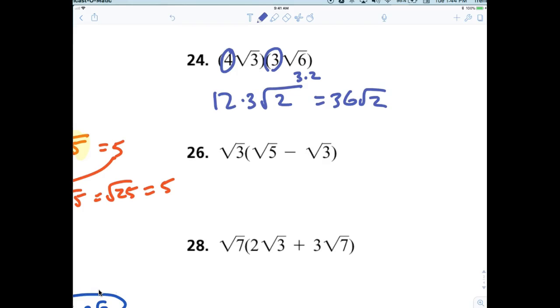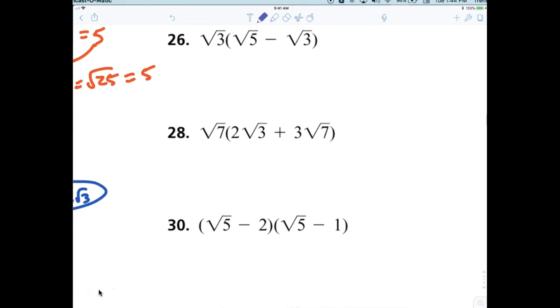So far, so good? All math. Here we go. 26. All right, so now, listen and see if you understand what I'm doing. The answer is the square root of 15 minus 3. All I did was distribute a square root of 3. Square root of 3 times square root of 5 is square root of 15. Square root of 3 times square root of 3 is 3.